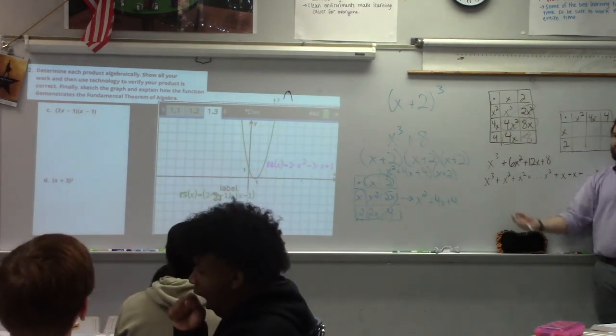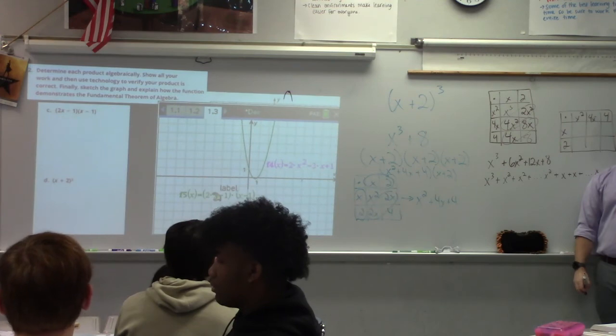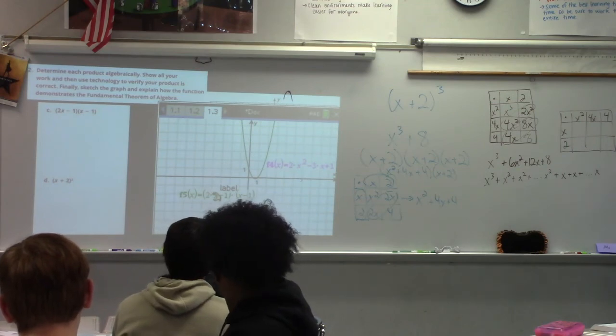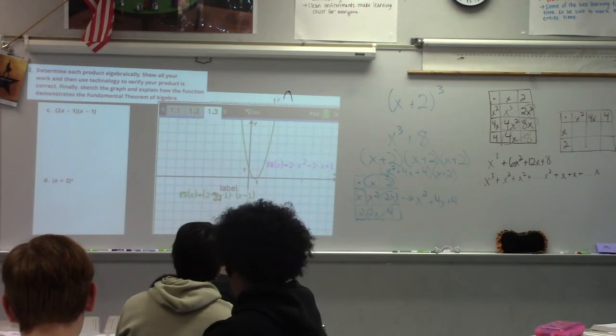Are x cubed and x squared the same number? No. So can I repeatedly add? No. Okay. So that's what we mean when we say like terms. If they are not exactly the same base and power, then they're not like terms because I'm not repeatedly adding the same thing over and over and over again.